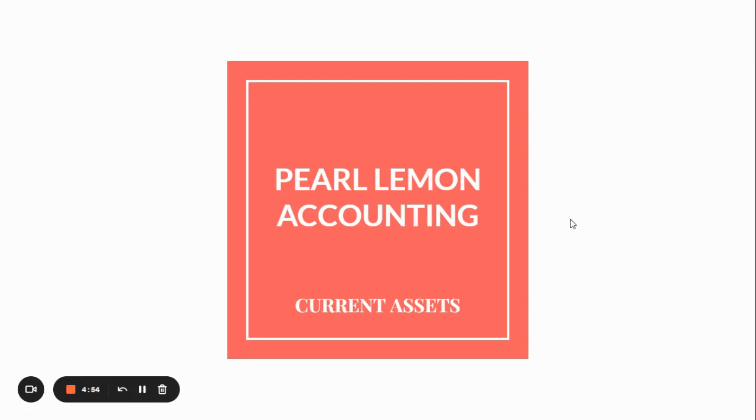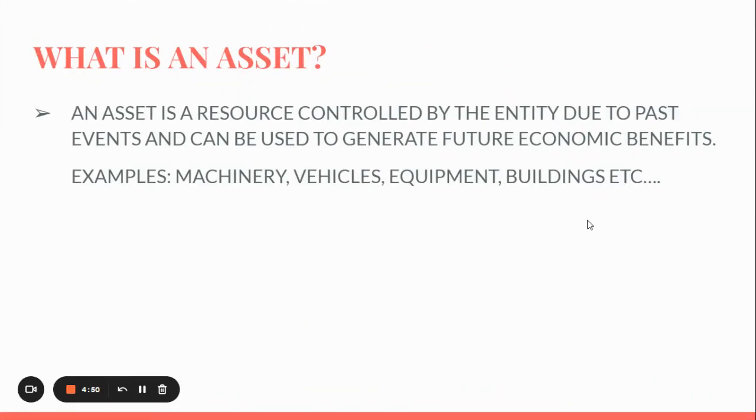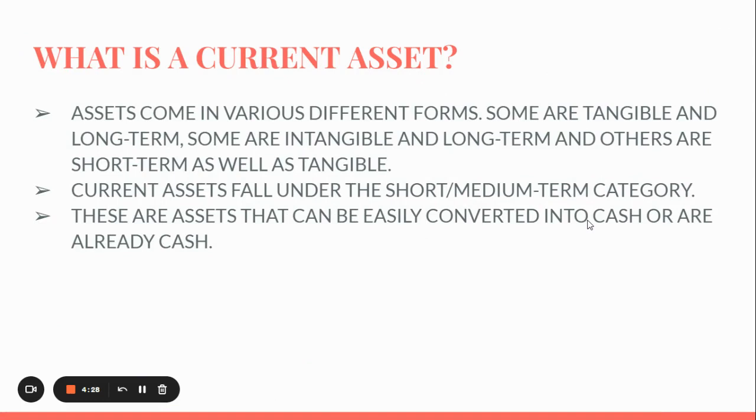Today we'll be discussing current assets. What is an asset? An asset is a resource controlled by the entity due to past events and can be used to generate future economic benefits. Examples of these include machinery, vehicles, equipment, buildings, inventory, merchandise. There are many examples of an asset that is used by a company.